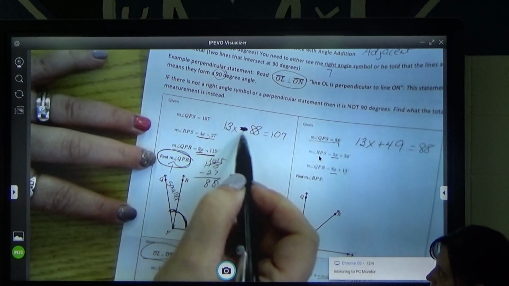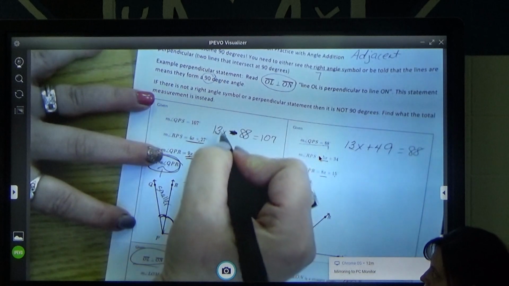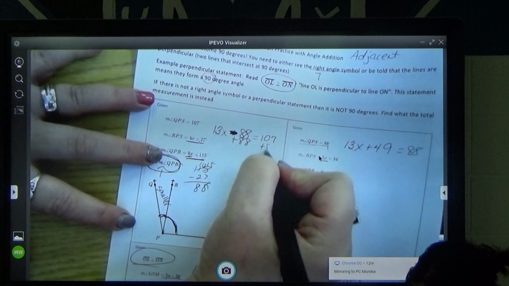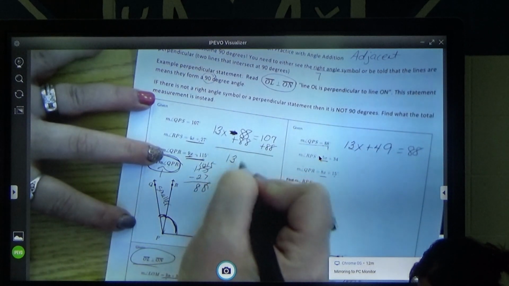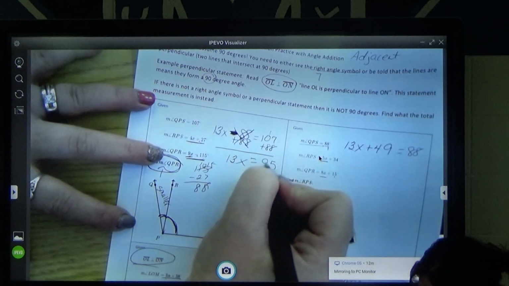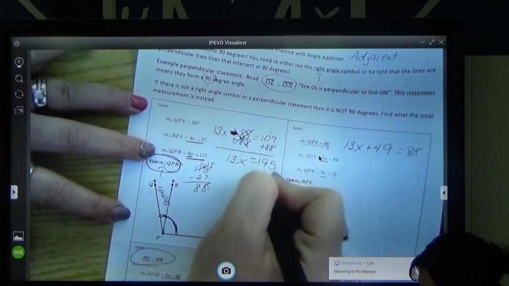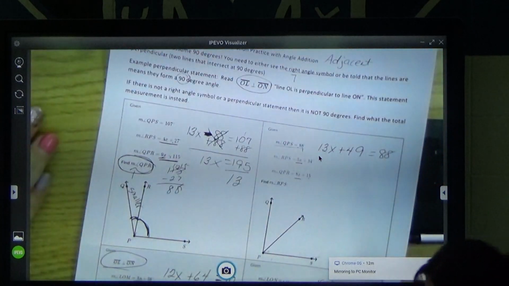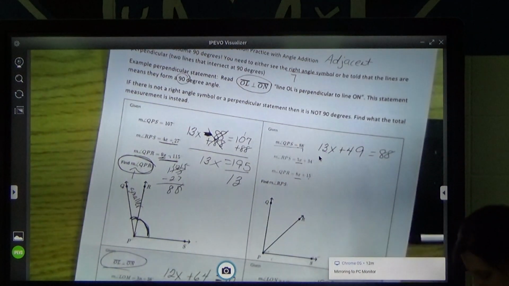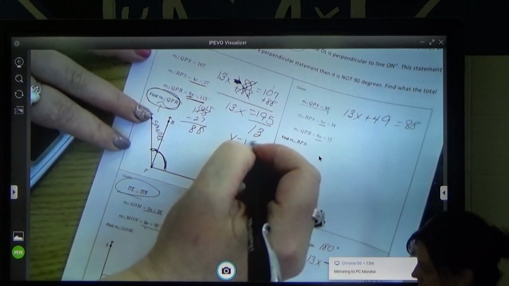Well, to do that, the first thing I need to do is find out what x is. So I'm going to solve this equation. I'm going to get my x's alone by canceling out the 88 with a positive 88. And I get 13x is equal to 195. Now what I want to do is do 195 divided by 13. I'm going to grab my calculator. And I get 15. X is 15.